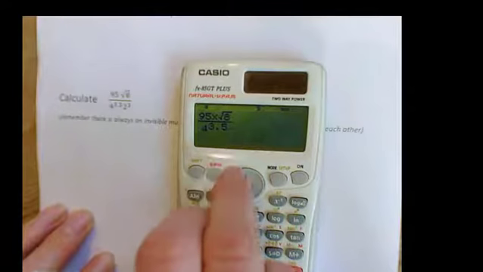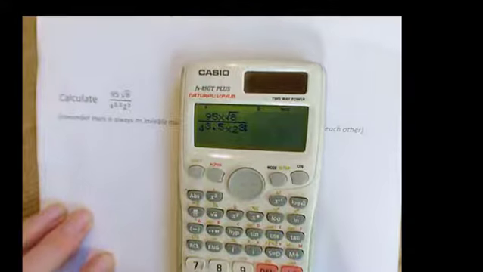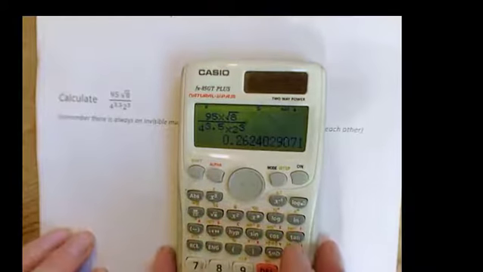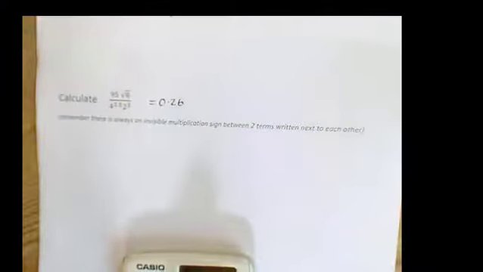And that's brought it back to the line ready for my next term, multiplied by 2 to the power of 3. And that's it. I just press equals. And I get, to 2 decimal places, 0.26.